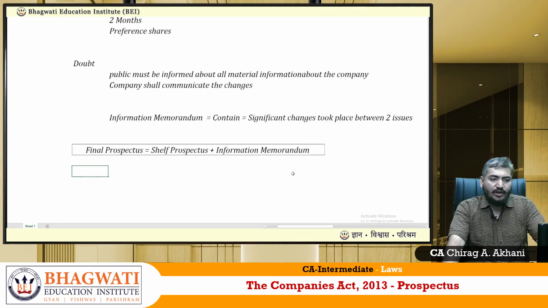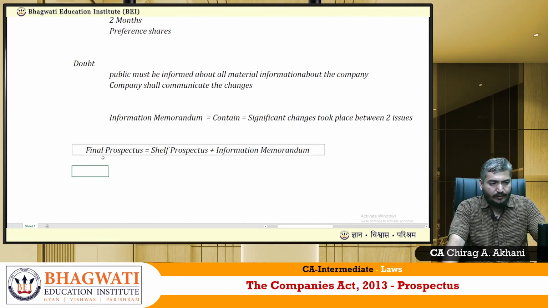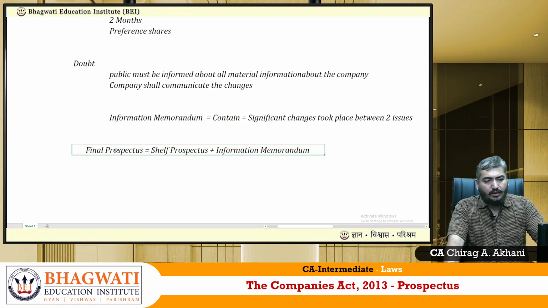So this is all about the shelf prospectus. Let me quickly tell you what the provisions regarding this are. A shelf prospectus may be allowed to be issued by certain companies. It is a prospectus which a company needs to issue once for multiple security issues. Its validity is only for 12 months, and any changes that took place since the previous issue will be communicated to the public as well as to the ROC and SEBI by putting all the details on a document named information memorandum.